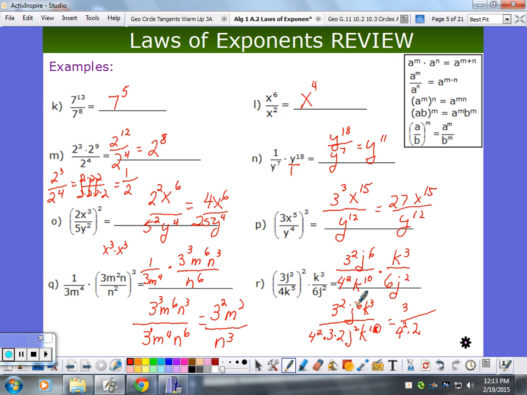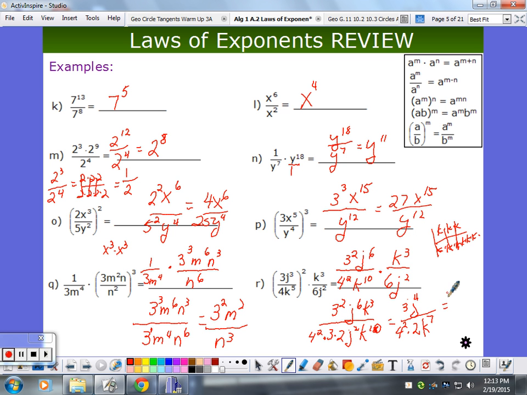Stay with me. J to the 6 over j squared. How many j's? That's 6 across the top, 2 on the bottom, 2 will cancel out. 4 j's. 3 k's on top and 10 k's on the bottom. That makes 7 k's on the bottom. You have to picture, right? There's 3 k's, and you're going to slash them out, right? You get left with 7.